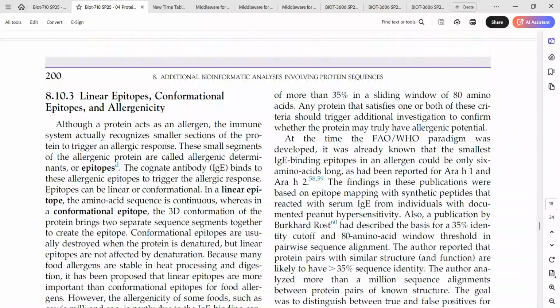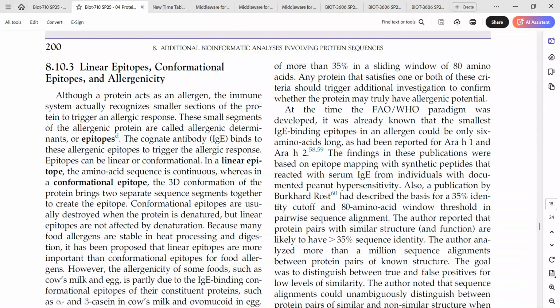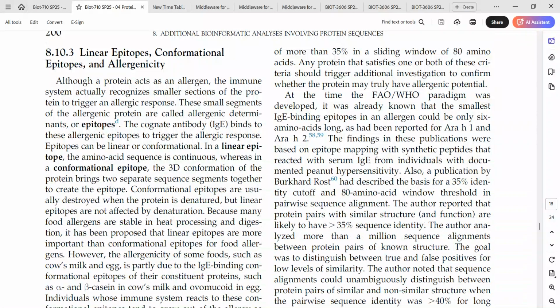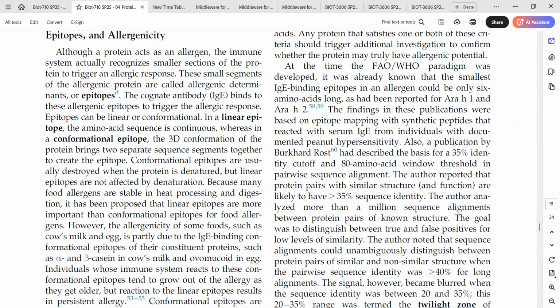Linear epitopes, conformational epitopes, and allergenicity. An epitope is the part of the antigen involved in the induction of the immune response. The cognate antibody binds to the allergenic epitopes to trigger the allergic response. Epitopes can be linear or conformational. In a linear epitope, the amino acid sequence is continuous, whereas in a conformational epitope, the 3D conformation of the protein brings at least two separate sequences together to create the epitope.